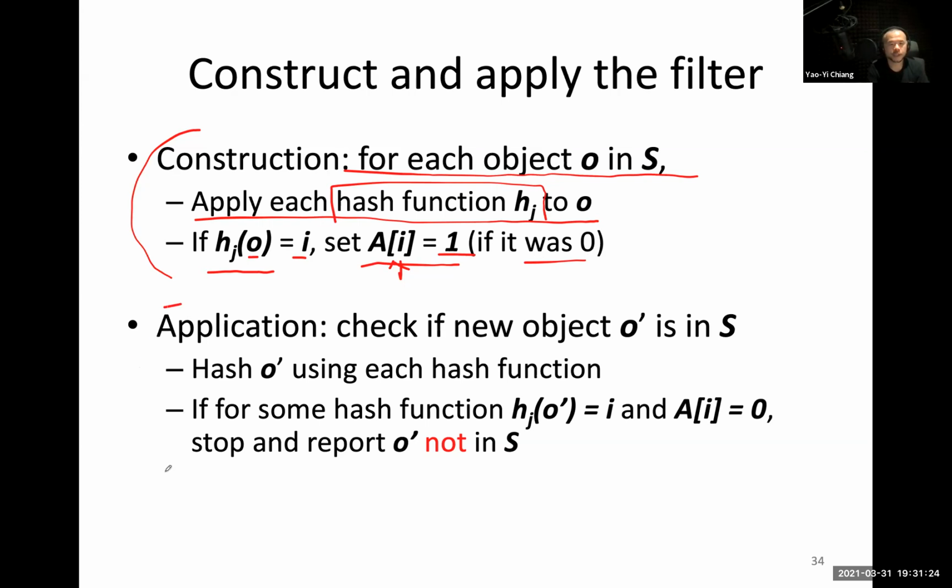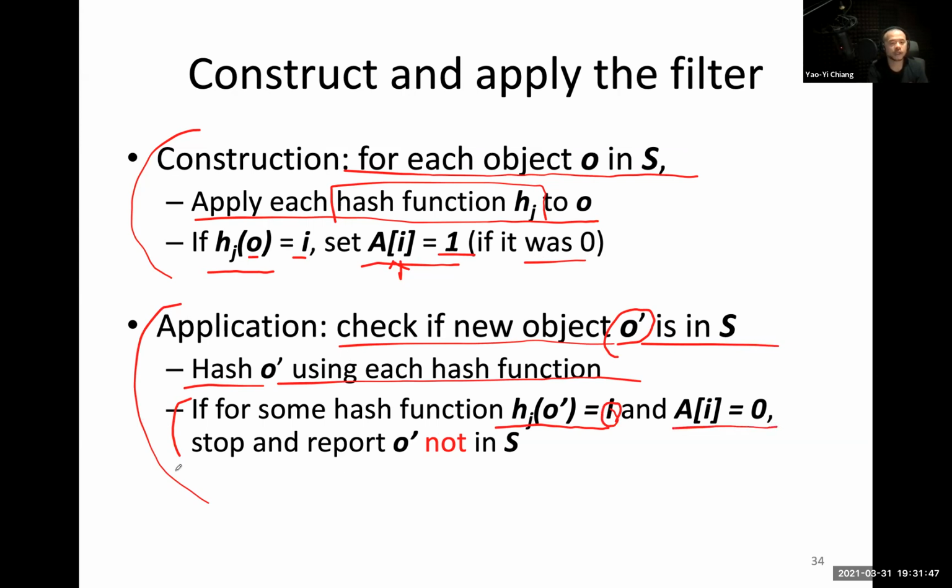And during the application, for testing time, you check if a new object O prime is in S, right? This is something you want to know. You hash this object using each hash function you have. And if for some hash function, the returned position i has 0 in the array, you will stop and say this new object O prime is not in S. Okay, very simple. But this might not be the easiest way to understand it. So let's look at some examples.